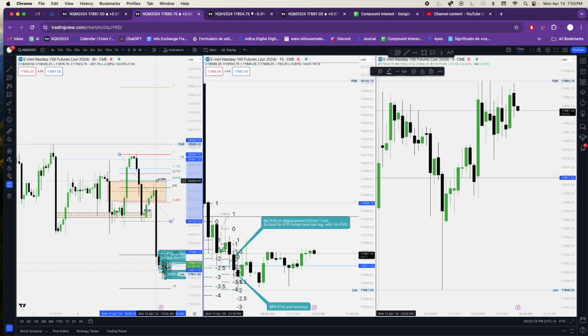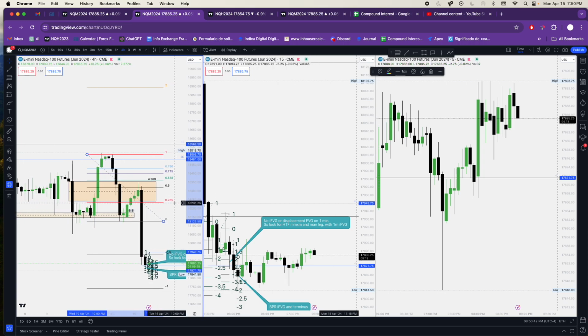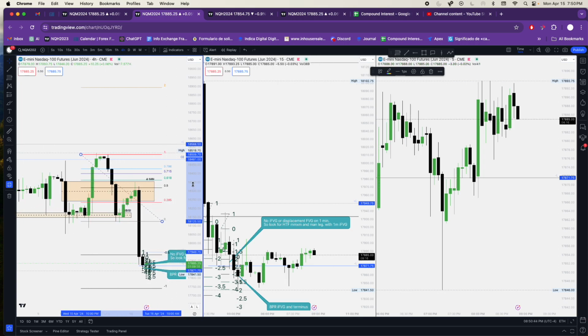This was at 6 a.m. Boom, optimal trade entry. What do you also have? One, two, three, four, five candle run. Are you serious? Are you serious? What do I know?